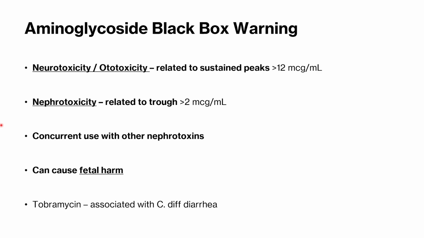nephrotoxicity, really. There's nephrotoxicity and ototoxicity related to sustained peaks of more than 12 micrograms per milliliter. And then there's neurotoxicity and ototoxicity related to sustained peaks. There's nephrotoxicity related to sustained troughs of greater than 2. You don't want to use them with other nephrotoxins because they are very nephrotoxic and they can cause fetal harm. They used to be a pregnancy category D, but since those have changed, this hasn't really been reevaluated. And then tobramycin, it is associated with C. diff, but you don't see tobramycin that often.